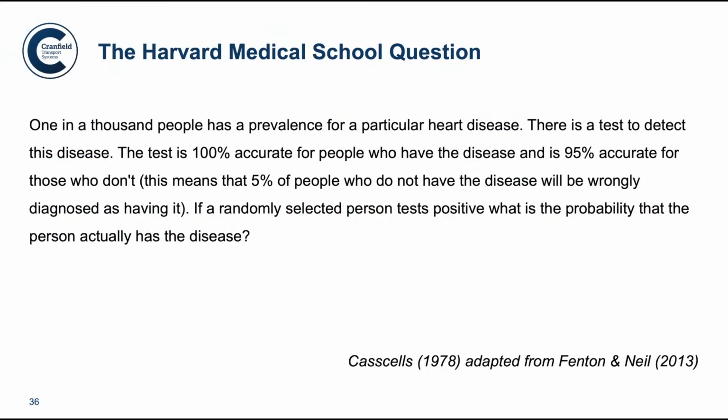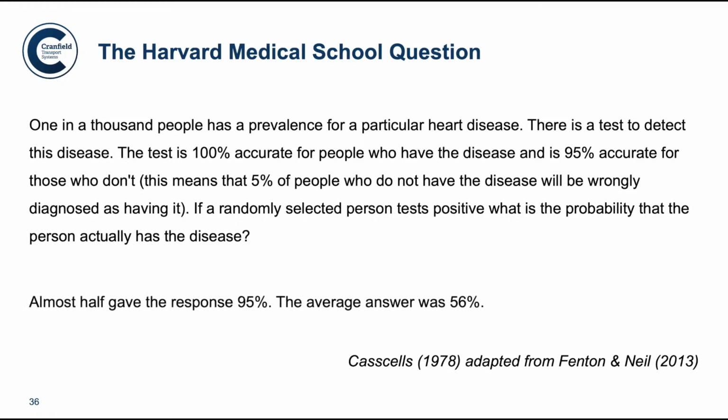If a randomly selected person tests positive, what is the probability the person actually has the disease? Well, of the Harvard Medical School people, almost half gave the response 95%. I can understand why you'd give that response. The average answer, if you put all the answers together, was 56%. However, you might be surprised to know that the answer is just 2%. So if you get that positive test, the chance that you actually have the disease, based on the numbers on the screen, is just 1 in 50. And here's why.